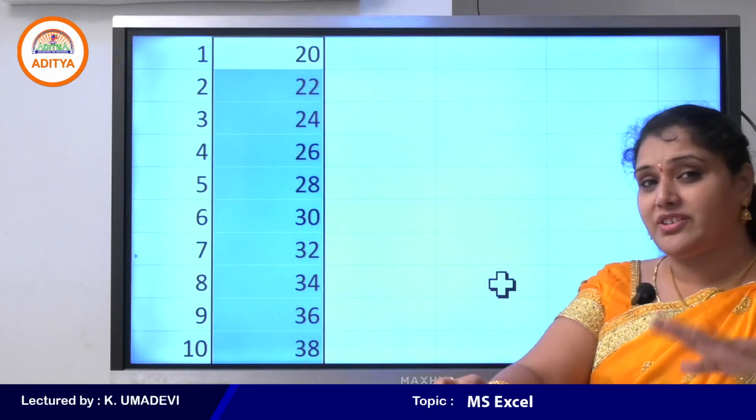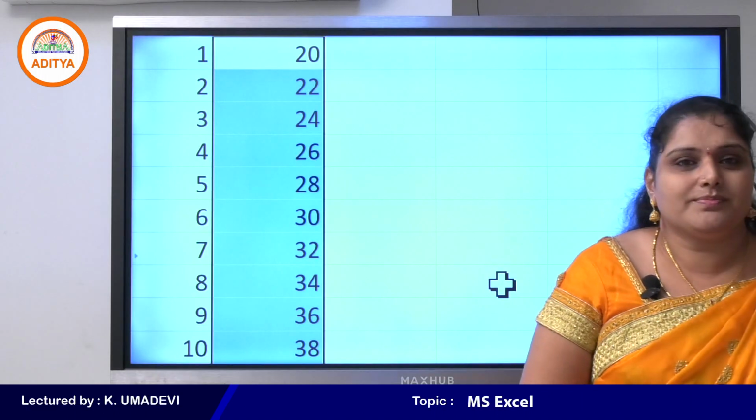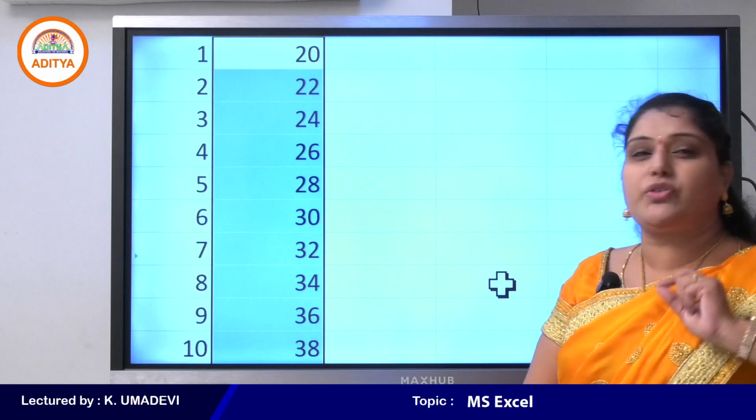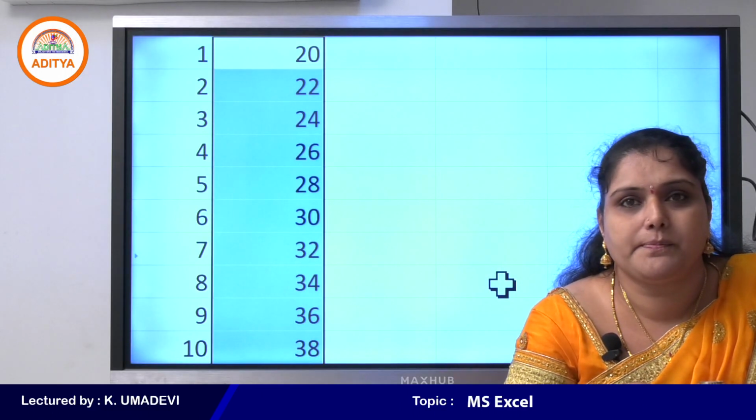Okay students, just observe the sheet. Now tell me, what will happen here? What is the next series? Why does it continue with 24, 26, 28? Can you tell me the reason?